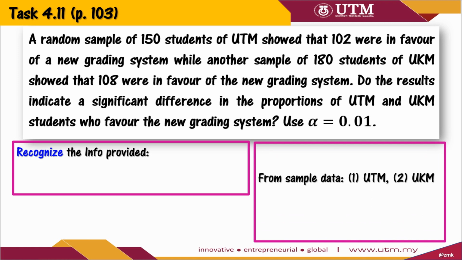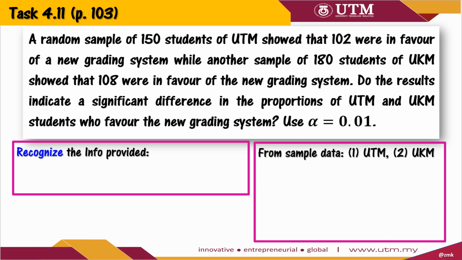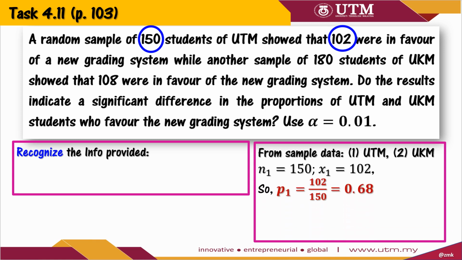From the sample data, let 1 denote information from UTM students and 2 denote information from UKM students. Here, we have 150 UTM students, where 102 of them were in favor of the new grading system. Therefore, in terms of notations, we have n1 equal to 150 and x1 equal to 102, which gives us the sample proportion of UTM students who were in favor of the new grading system to be 102 divided by 150, given by 0.68.